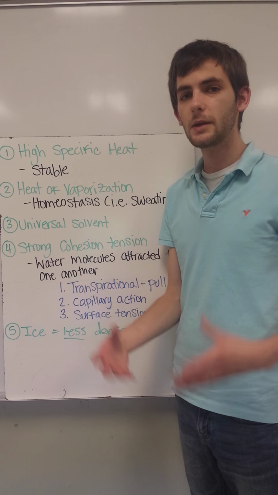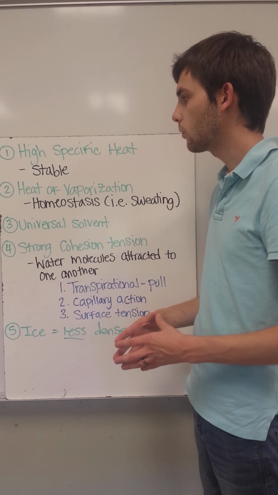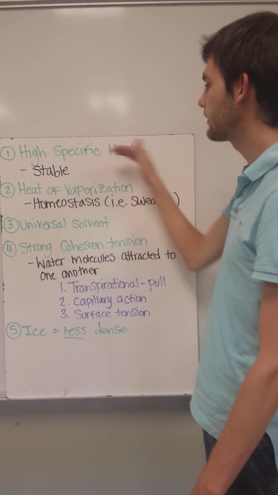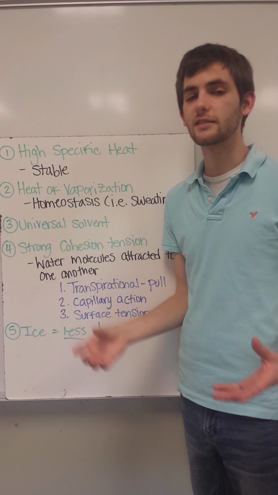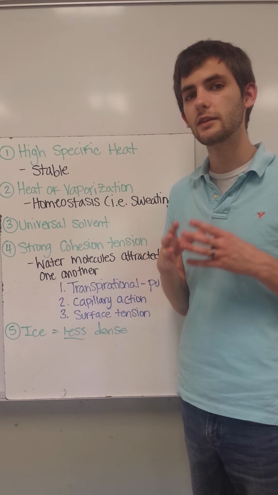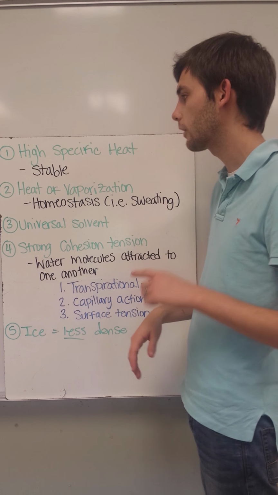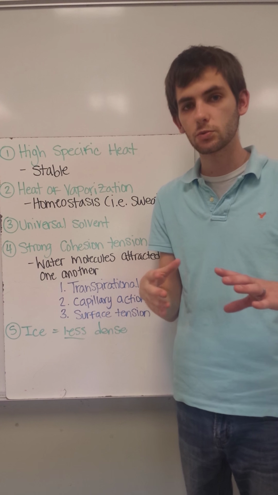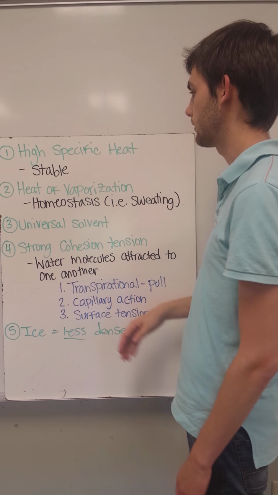There are 5 main properties of water that make water a very unique liquid for life. The first is that it has a high specific heat. This means it takes a lot of energy to raise the temperature of water by 1 degree. So this means that we can have very stable environments within freshwater and marine ecosystems.